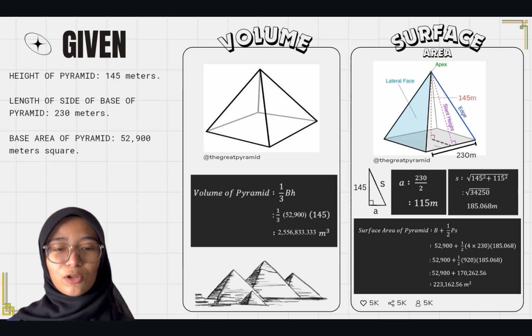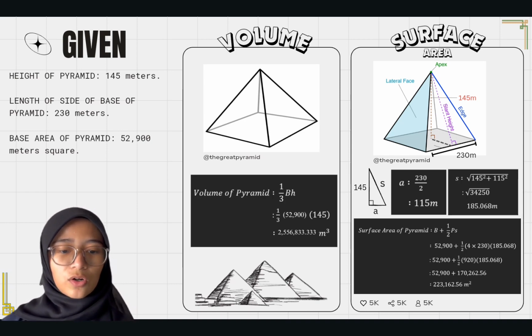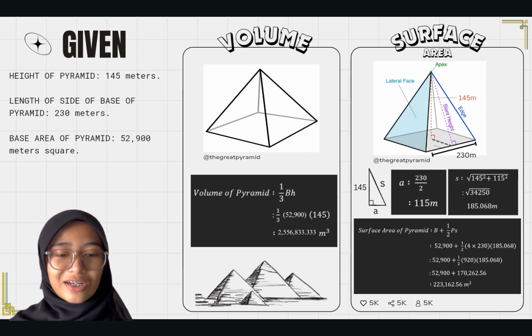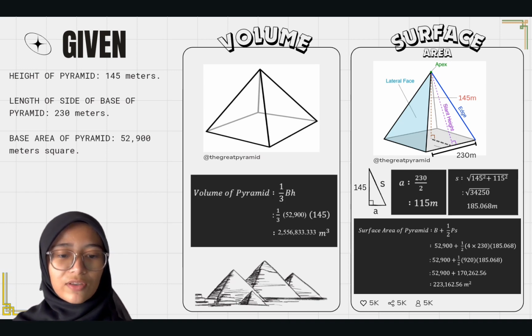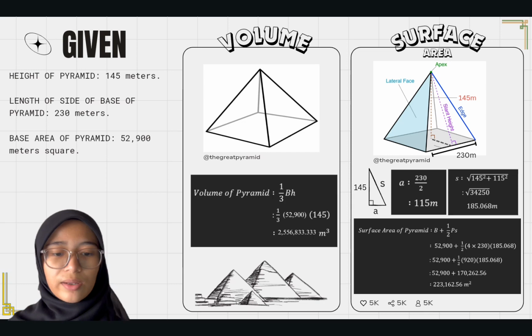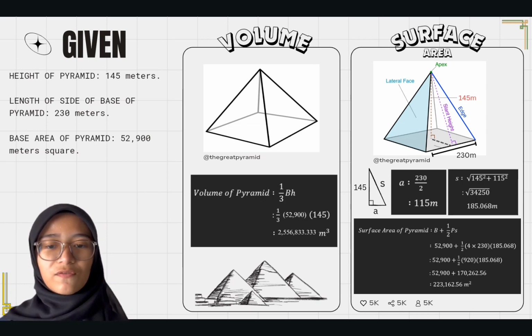To find the volume of the pyramid, the formula is 1/3 multiplied by the area of the base and the height of the pyramid. So 1/3 multiplied by 52,900 and multiplied by 145. So the answer is 2,556,833.333 cubic meters.